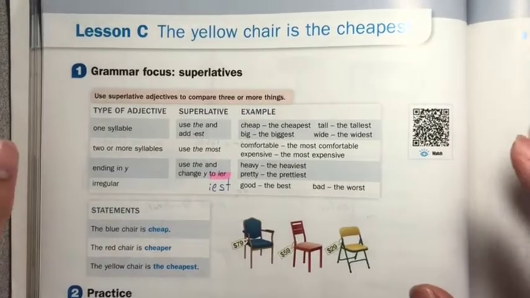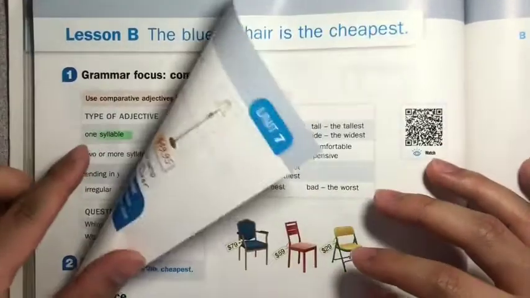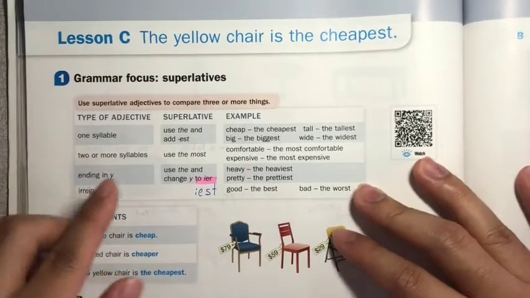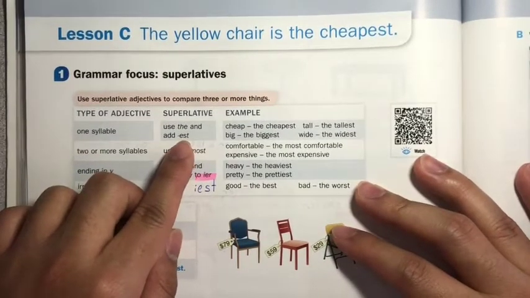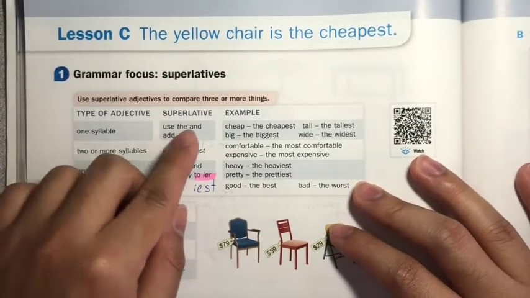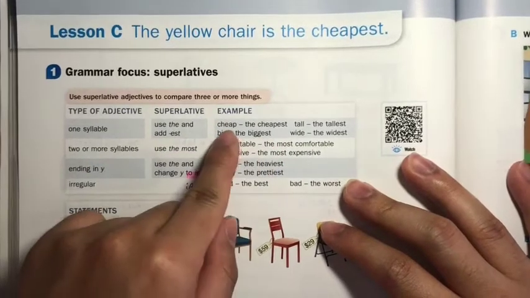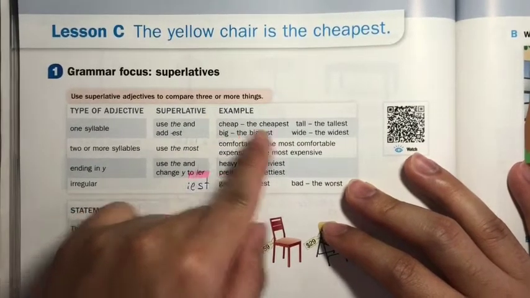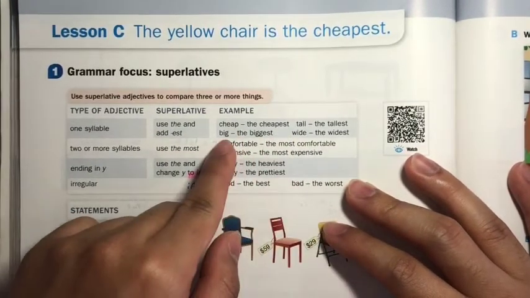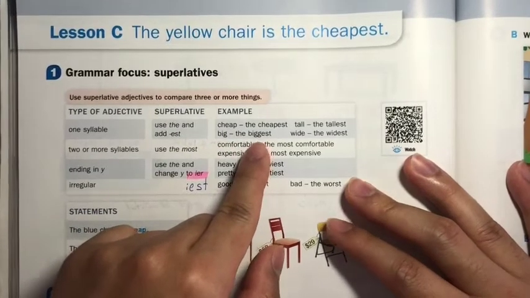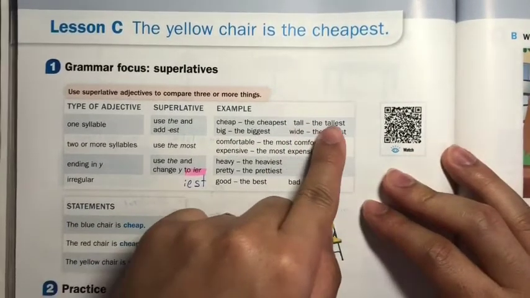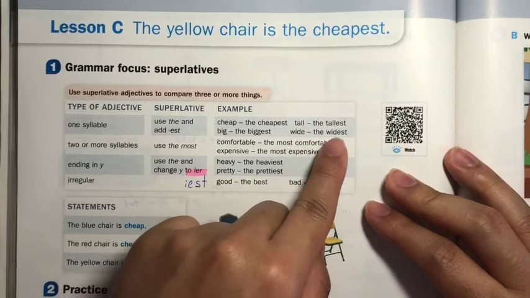So let's talk about syllables and why. It's the same as in Lesson B, okay? If there is one syllable, we add est. We say the est. So instead of saying cheaper, we say the cheapest. Big becomes the biggest. Tall, the tallest, and wide, the widest.